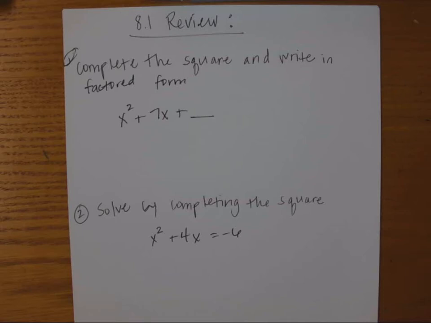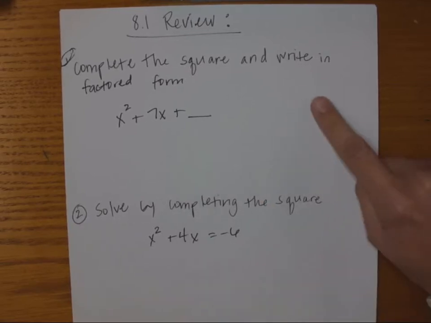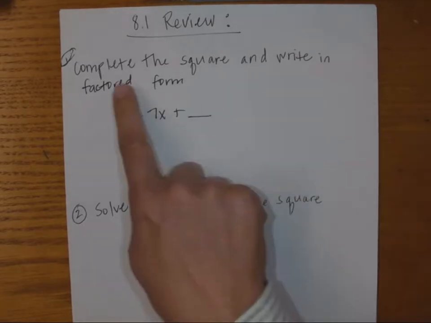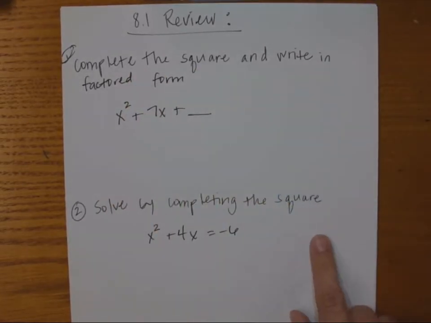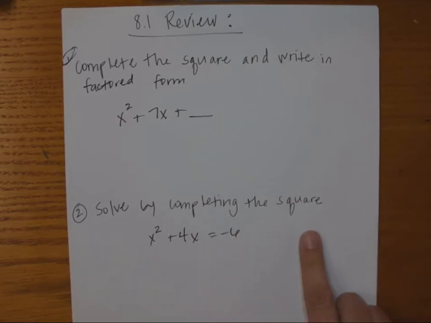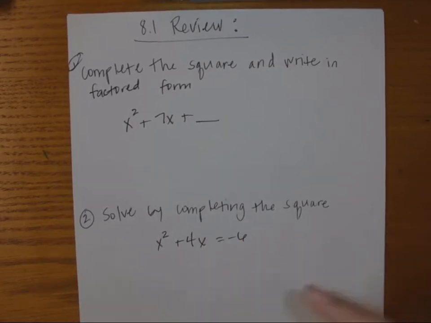In this video, I wanted to do a quick review of what we talked about last week, which was completing the square. Basically, you have two different types of problems for completing the square. Your first problem looks something like this, and I'll ask you to complete the square and write in factored form. The second kind of problem actually says to solve by completing the square. So notice also the difference in your problems.